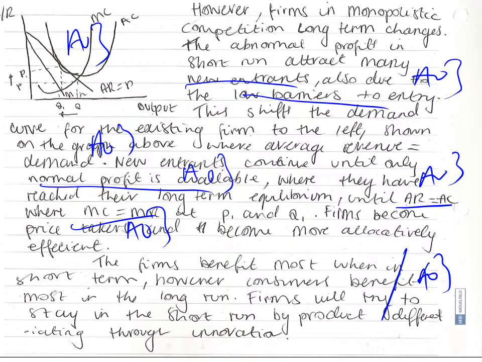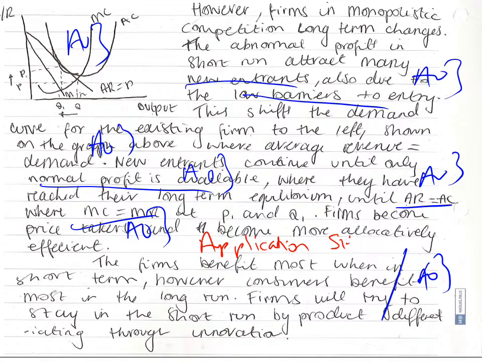Okay. This is an excellent answer in terms of the analysis. Lots of analysis, graphs are accurate, all the stages are here. What is missing is application to an example market. So examples of the monopolistic competitive markets.